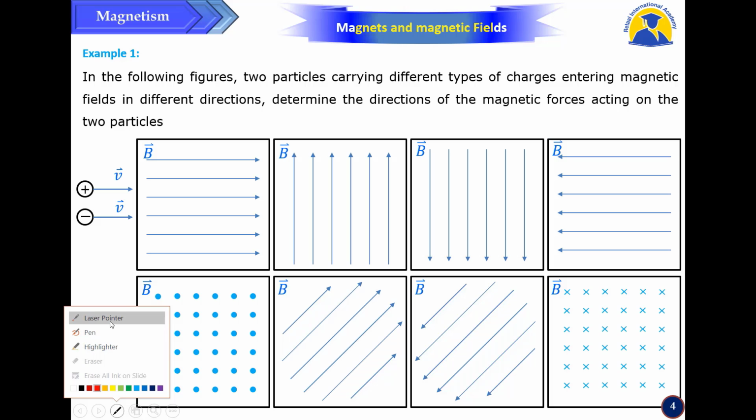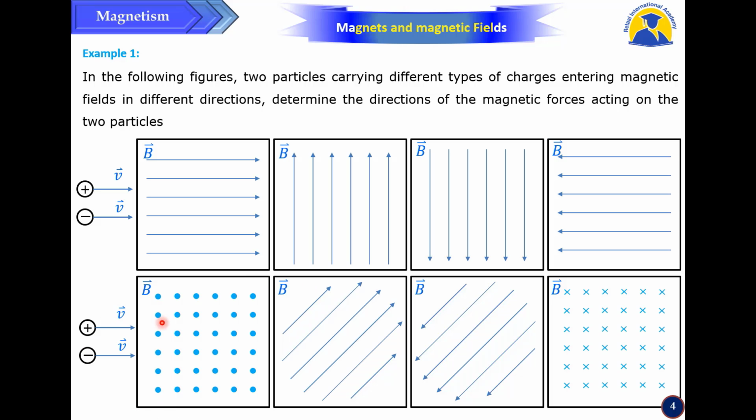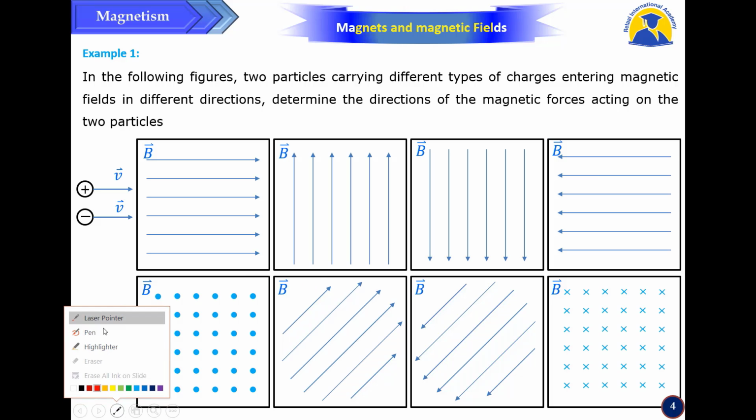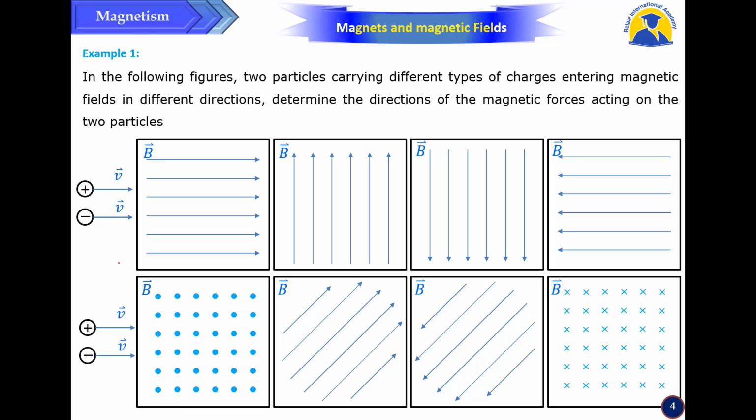So now let's start to answer some questions regarding the magnetic forces. Okay. Example 1. In the following figures, two particles carrying different types of charges enter magnetic fields in different directions. Determine the directions of the magnetic forces acting on the two particles.